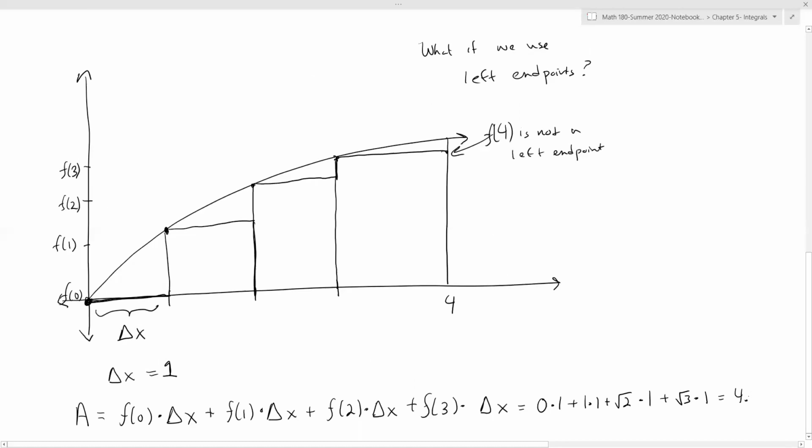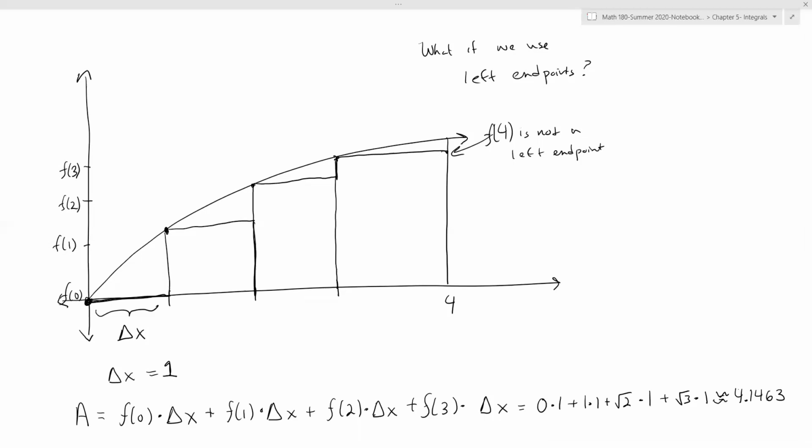2 less than the last time, right? 4.1463. Approximately, obviously. So that's a left endpoint, all right?